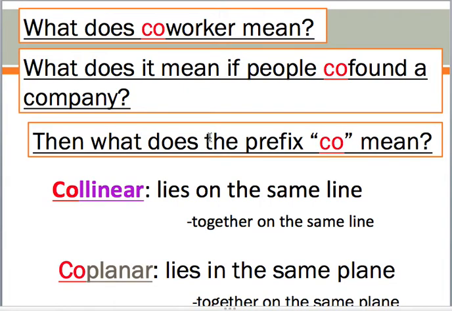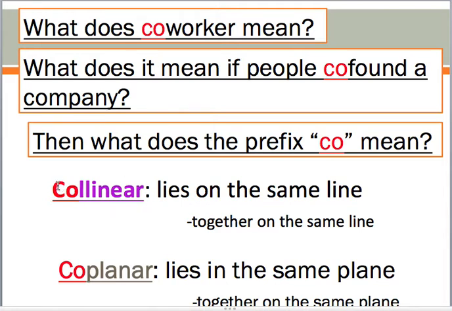Underneath this little table, we've got a couple vocabulary words we want you to take down. There are some guiding questions up here. What does coworker mean? Coworkers are two people who work together. And what does it mean if people co-found a company? It means they found it together. So the prefix co means together.